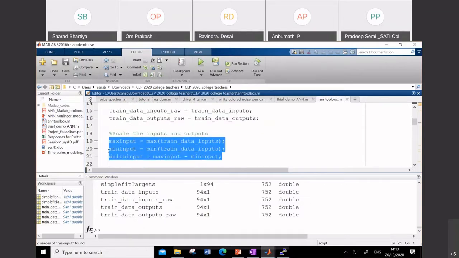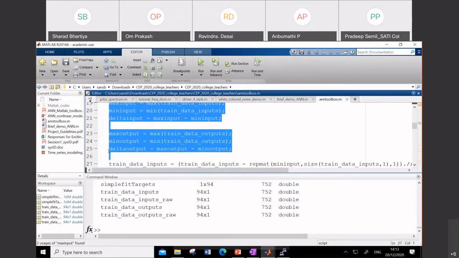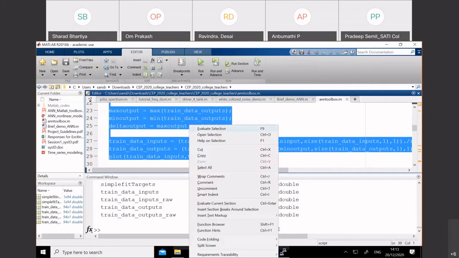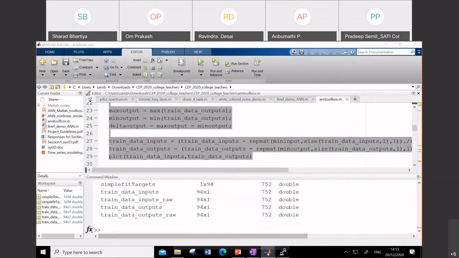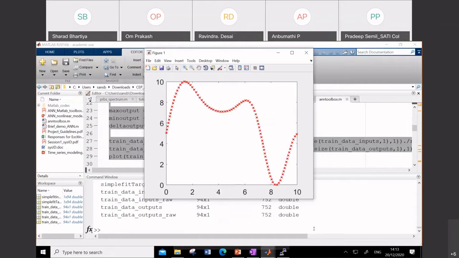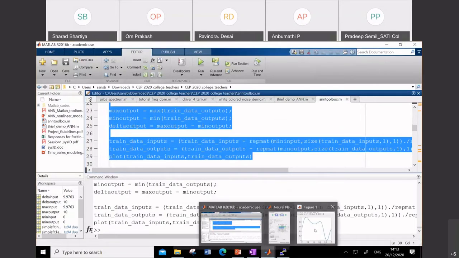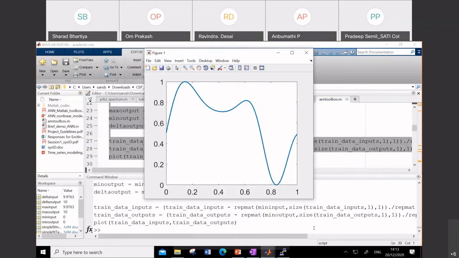So we have just said scale the inputs now. I think it is a 0, 1 scaling, and we will replot it. We see that the original data was from 0 to 10, and let's see what the scaled data will be. You can see the scaled data is from 0 to 1. So this is the scaled data.